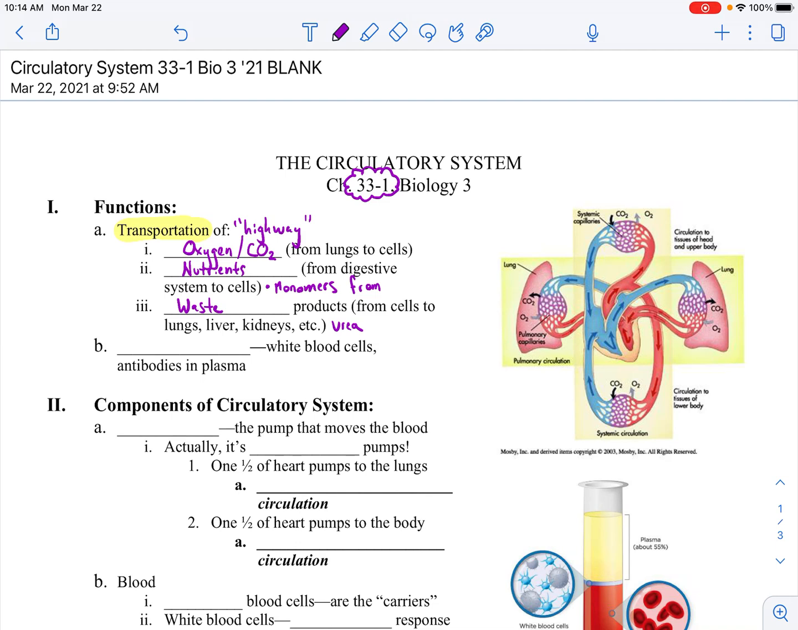In addition, the circulatory system provides immunity, namely in the antibodies that you make against different pathogens that you encounter, as well as white blood cells that help to eliminate those pathogens when they enter the body.